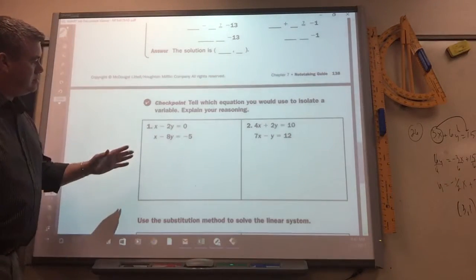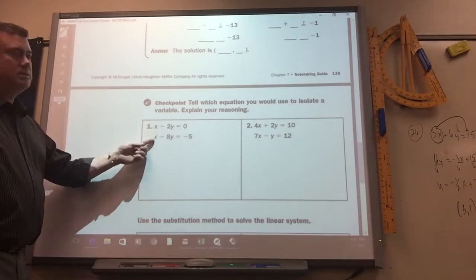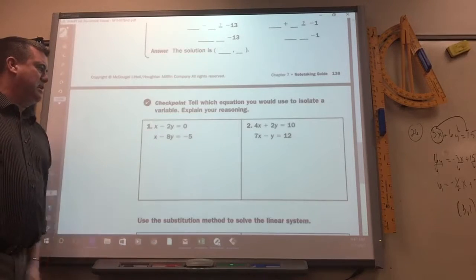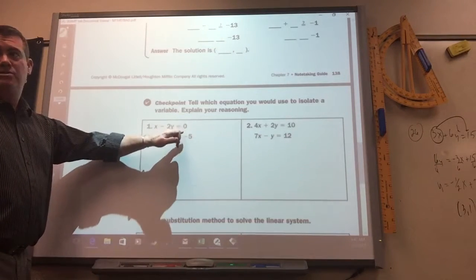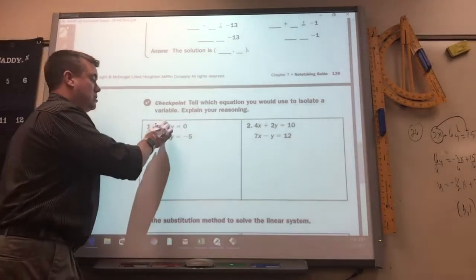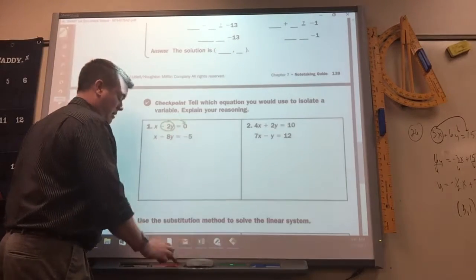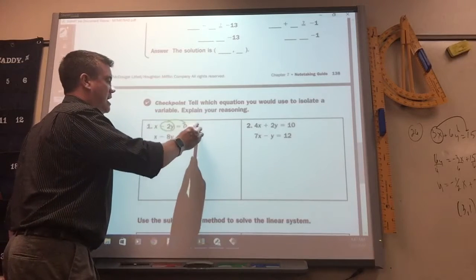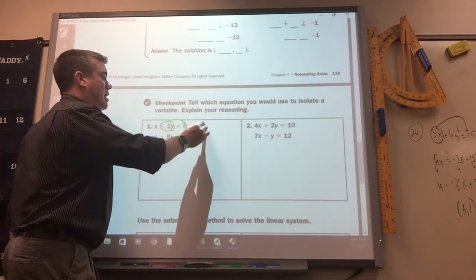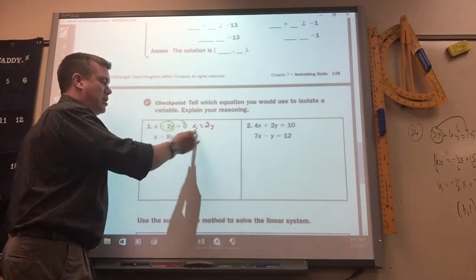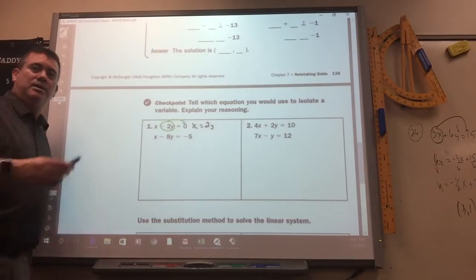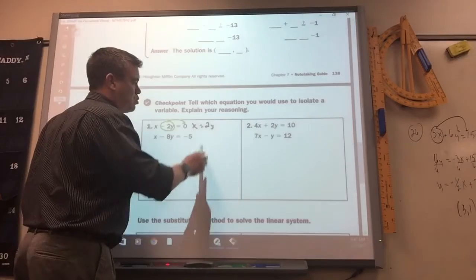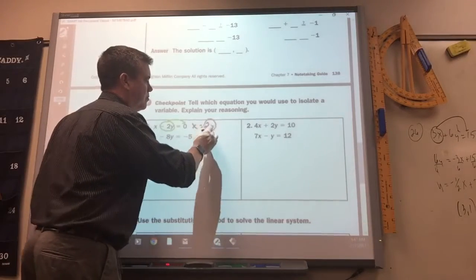And this one, you got an option. You could get either one of these x's by itself. Since this has a 0, this would be the easiest one to do. So you just move this over, and it turns to x equals 2y plus 0, which is just 2y. So now it's a lot easier when there's just one thing that it's equal to.